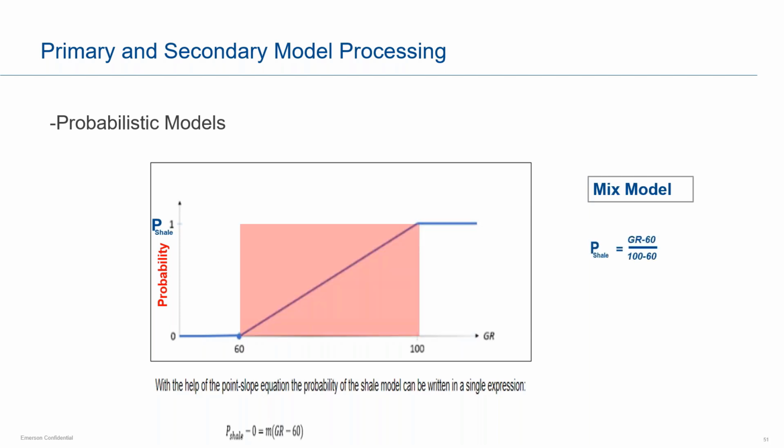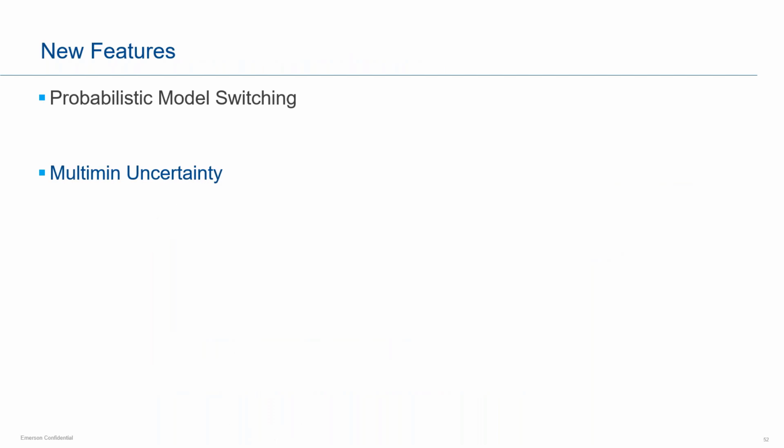In Geolog, we use a point-slope equation to mix the models. If I am close to 60, I will have more proportion of the sand model, and if I'm close to 100, I will have more proportion of the shale model. This is how the probabilistic model mixing is done in Geolog. I will show that in the demo part also, how we do the mixing from different models. The second new feature is the Multimin uncertainty.